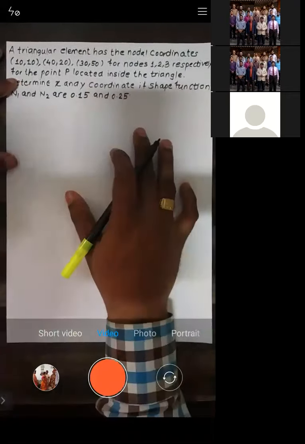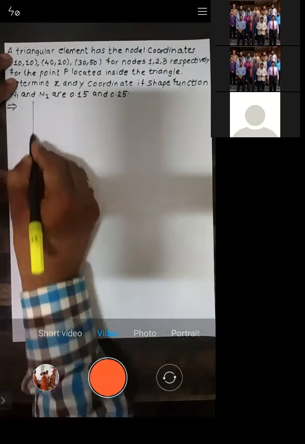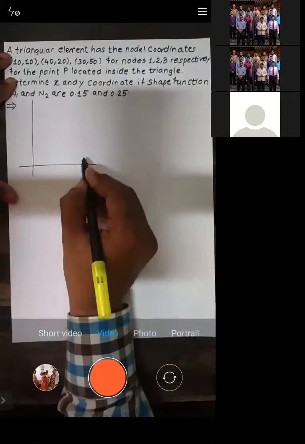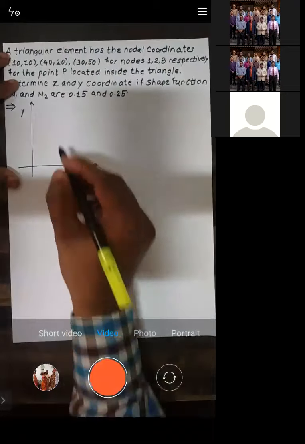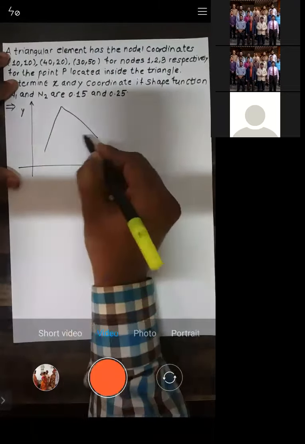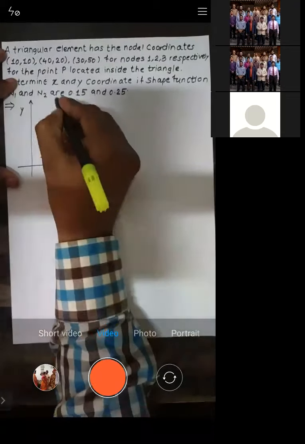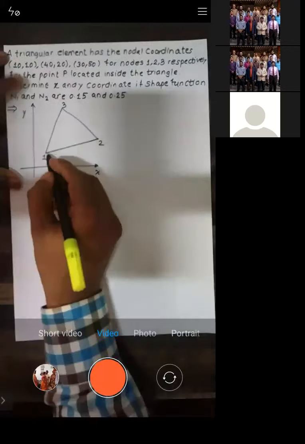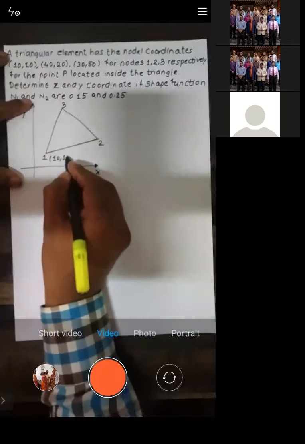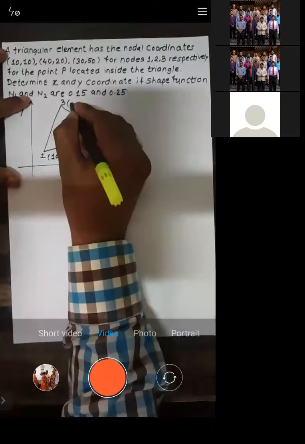What have they given? They have given one triangular element, right? So let's start with the solution. Let's consider an x and y coordinate system, with x here and y here. Now let's consider one triangle. Let this be node 1, this node 2, and this node 3. Node 1 will have coordinates 10, 10, node 2 will have 40, 20, and node 3 will have 30, 50.